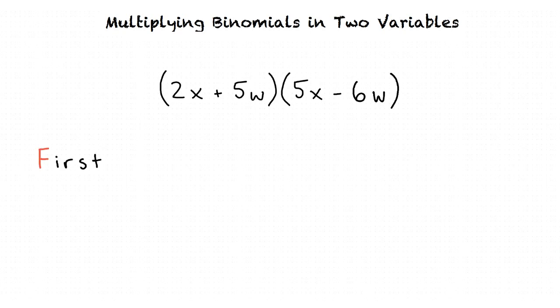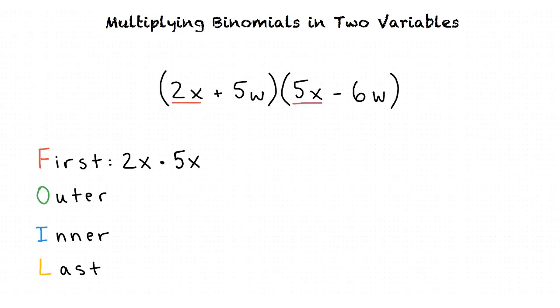The F stands for first, the O stands for outer, the I stands for inner, and the L stands for last. Let's walk through the problem using the steps that FOIL provides. Let's start out with F. First means that we are going to multiply the first terms from each of the binomials. The first term from the first binomial is 2x, and the first term from the second binomial is 5x. 2x times 5x equals 10x squared.